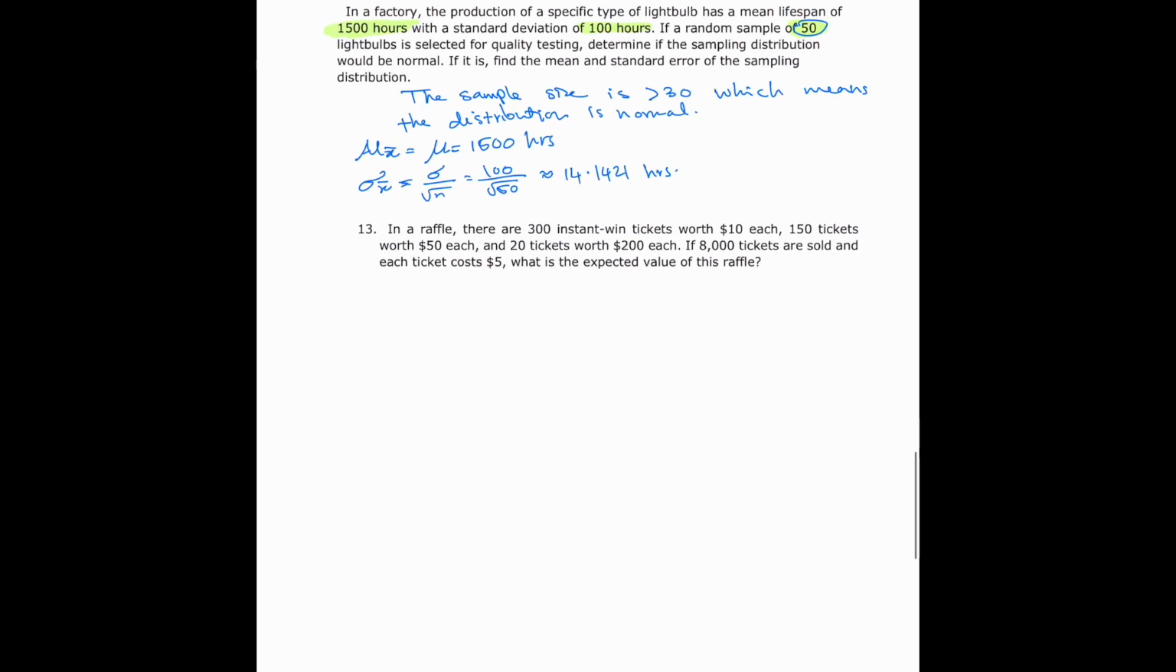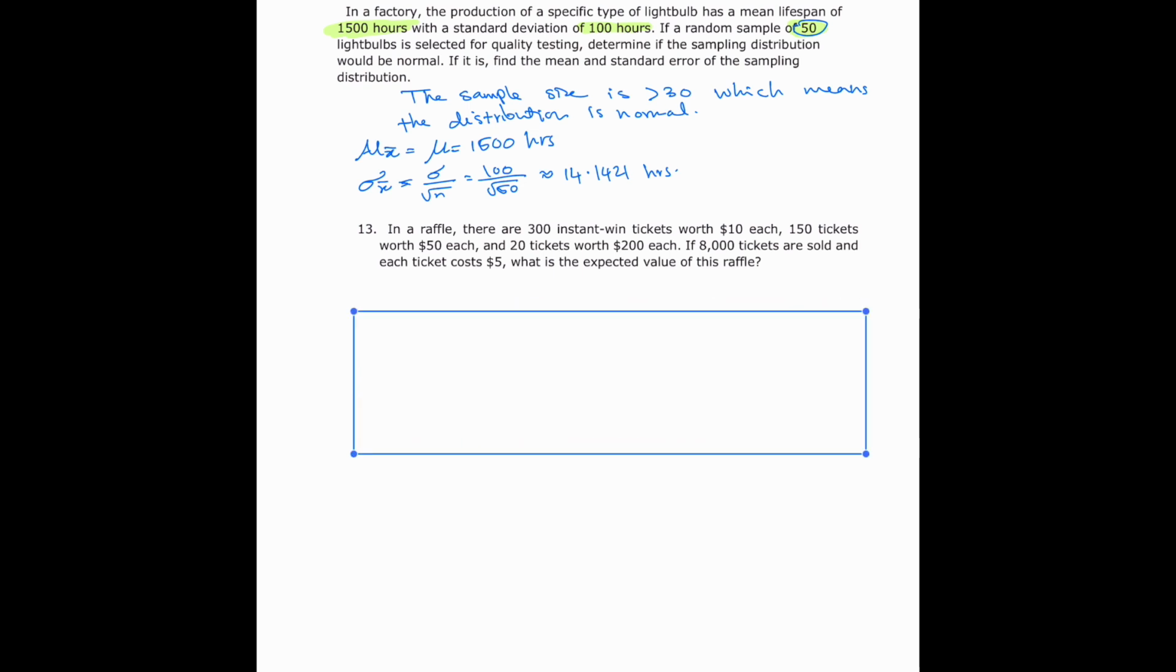In a raffle, there are 300 instant win tickets worth $10 each, 150 tickets worth $50 each, and 20 tickets worth $200 each. If 8,000 tickets are sold and each ticket costs $5, what is the expected value of this raffle? So I have a mistake on the key, so I will fix that. The first step in order to solve this question is basically to create the discrete probability distribution.